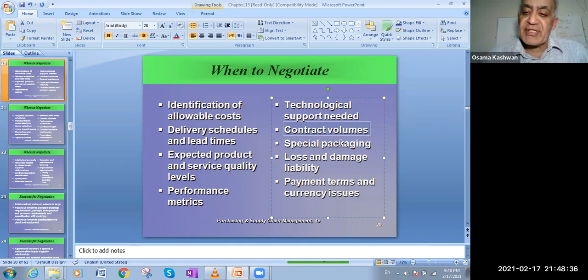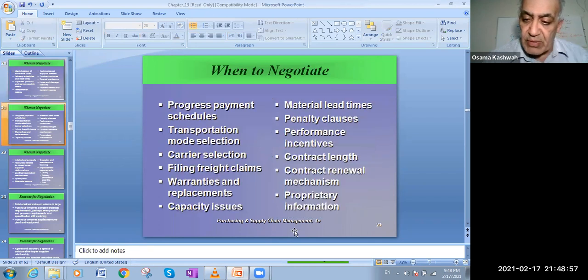Special packaging, if you need to negotiate about special packaging for your products or for your inputs or for the raw materials which you will bring from the supplier. Loss and damage liabilities, and payment terms and currency issues. So all those are things which you care about when you talk about the negotiations. We'll go after this to slide 21.